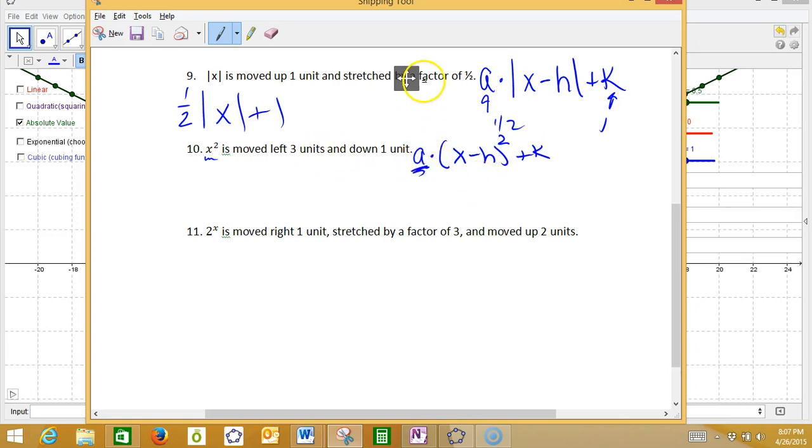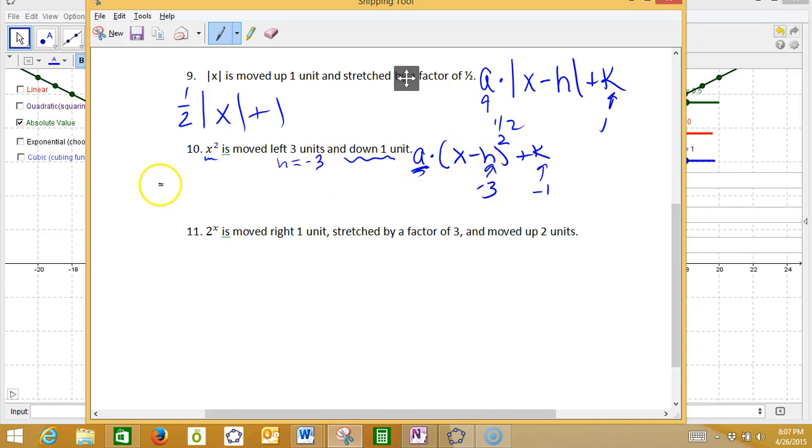We can leave a alone. A is 1, so we just have one of these (x minus h) squareds. But we do want to move the graph down 1, so let's let k be -1. So let's subtract 1, or add a -1 to this value, to move the graph down 1. And since we're moving the graph left 3 units, h has to be -3. So we're going to let h be -3.